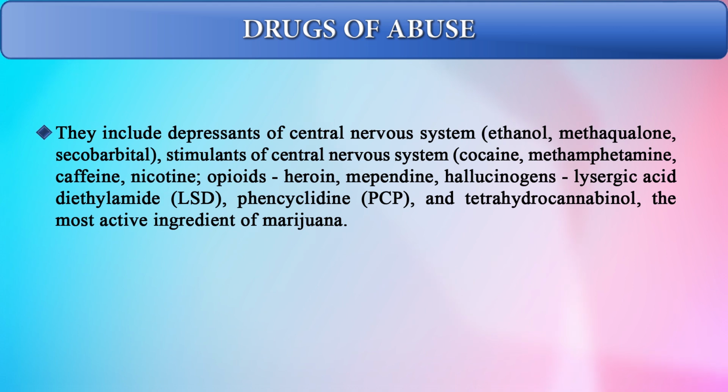Stimulants of the central nervous system, that includes cocaine, methamphetamine, then caffeine, nicotine, opioid drugs, then lysergic acid diethylamide, then phencyclidine, then tetrahydrocannabinol, the most active ingredient of marijuana, that is this compound. So these are all the drugs of abuse, and they can have certain toxic effects which are exerted on the central nervous system itself.